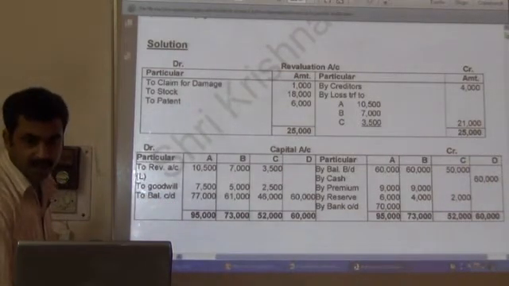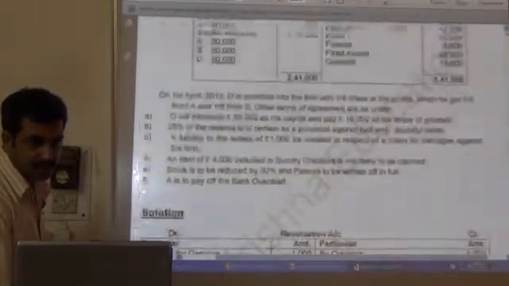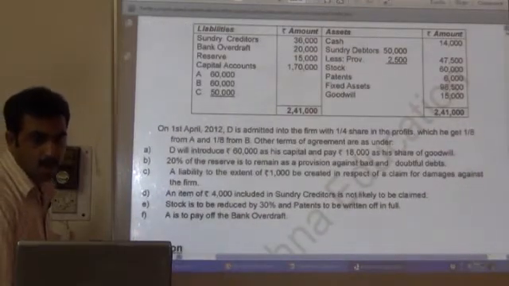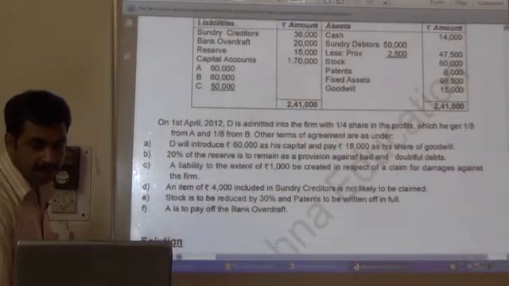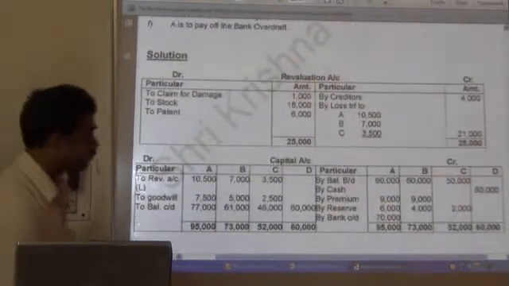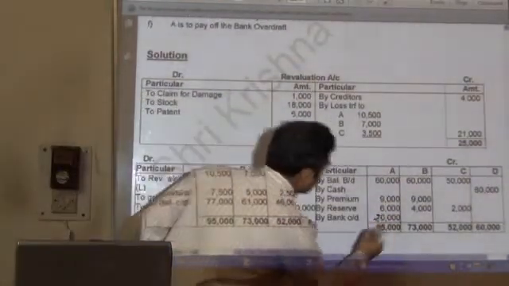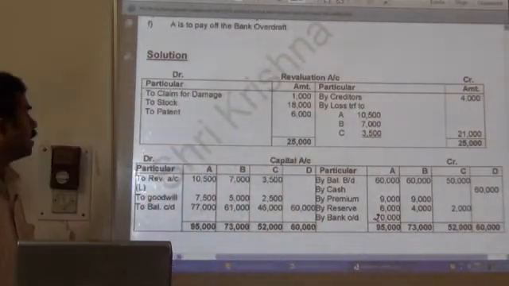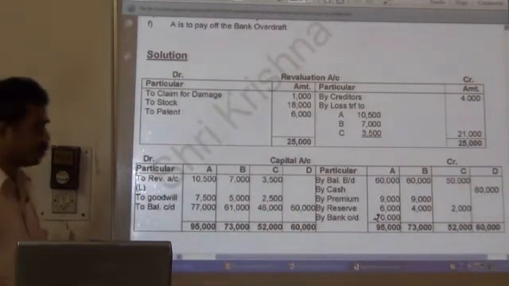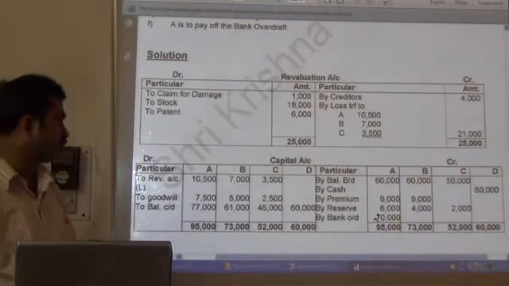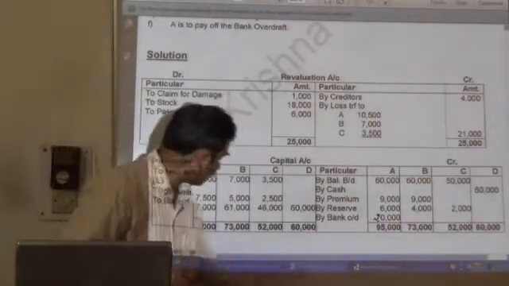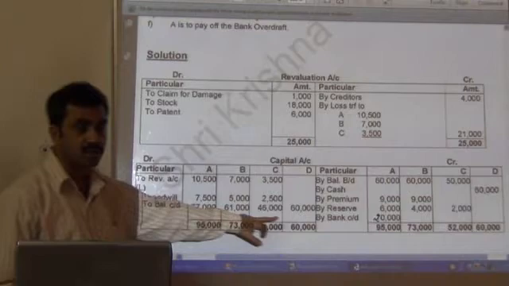I think something is wrong. Let me see. You have a bank overdraft of 20,000. It's 20,000. Is it clear? This was written as 70 but it is 20,000. Now you calculate, and you will get 95,000 minus this value.